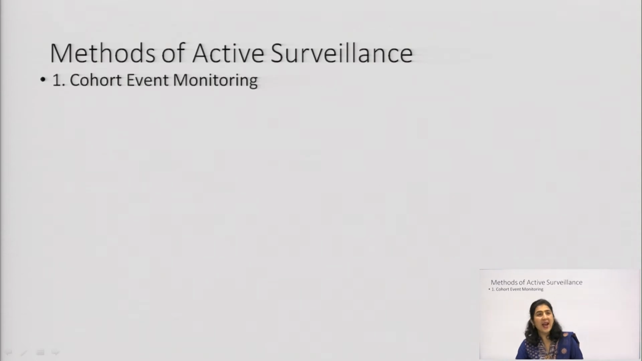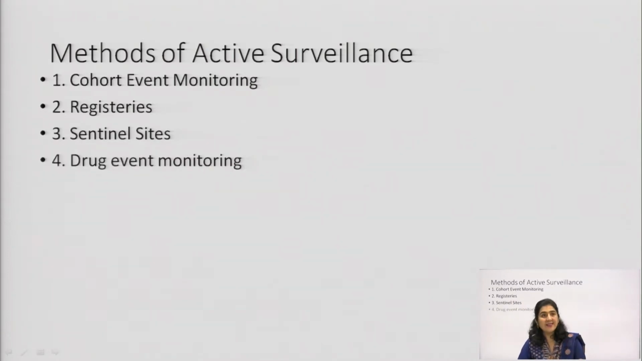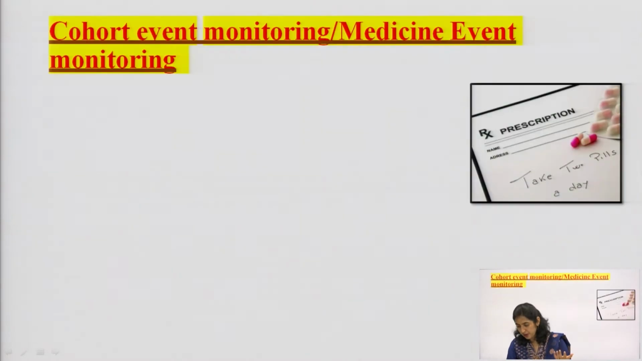Now, let us understand the methods of active surveillance. First one is cohort event monitoring. Next, we will be discussing registries. Next, we will see what are Sentinel Sites. Then we will see the drug event monitoring. So, let us start the first one, cohort event monitoring, which is also called medicine event monitoring.